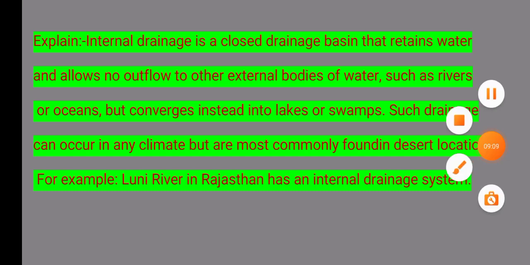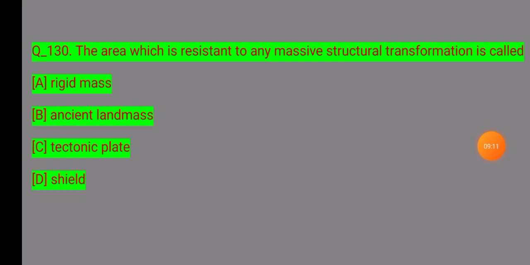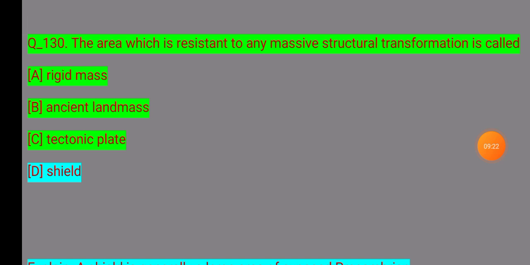130 number question. কি বলছে: the area which is resistant to any massive structural transformation is called — এই চারটি অপশনের মধ্যে কোনটি হবে? Number D, shield, the area resistant to massive structural transformation.